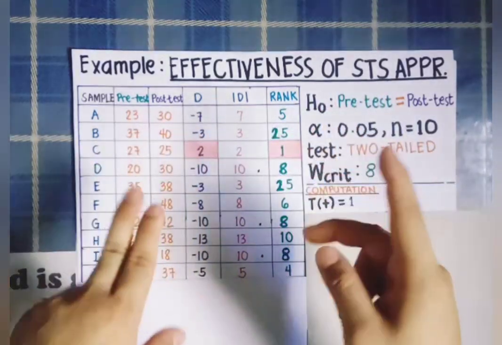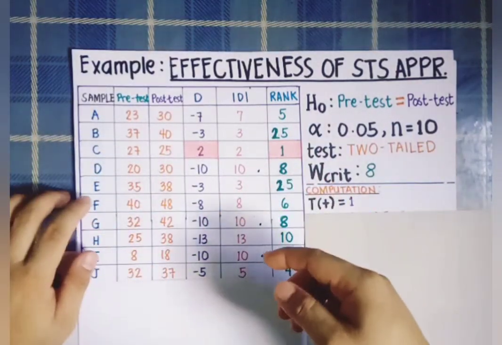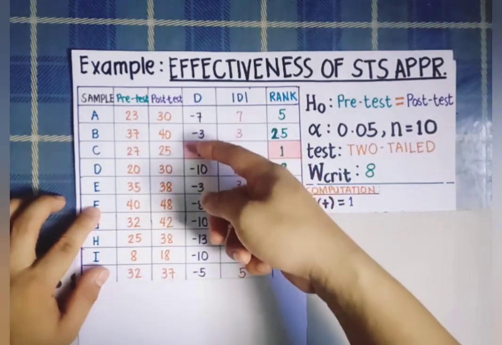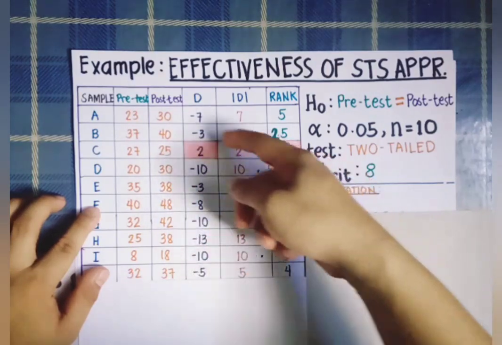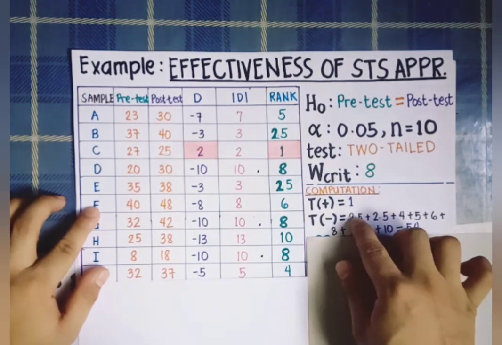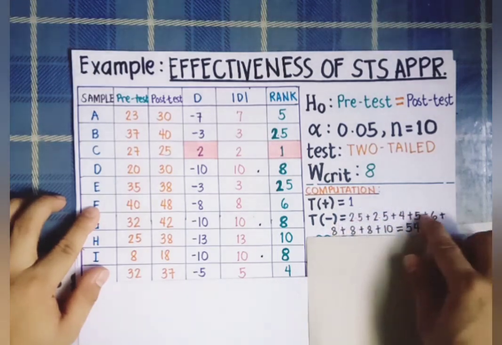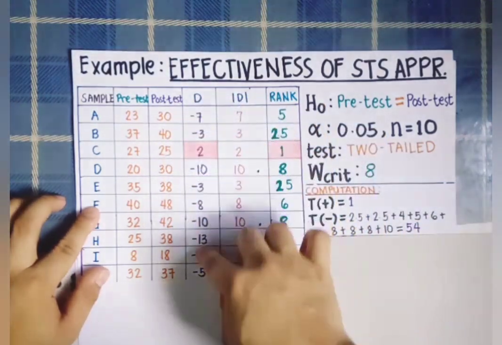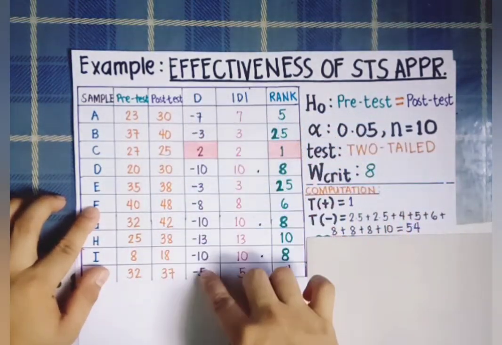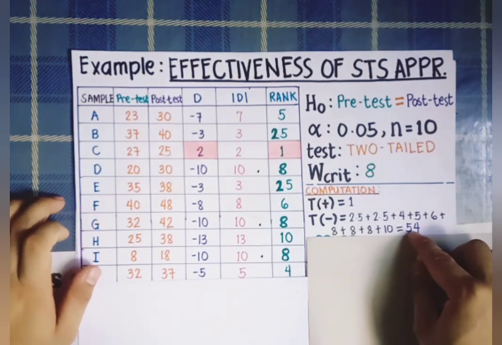Now, the second thing, again, is we need to sum up all the ranks that are associated to negative differences. In this case, our negative differences are -7, -3, -10, and so on and so forth, and we need to sum up all their ranks. Their ranks are 5, 2.5, 8, and so on. So 2.5 plus 2.5 plus 4 plus 5 plus 6 plus 8, 8, 8, and 10. These are the ranks associated to negative differences. If we add these ranks, we will have 54.